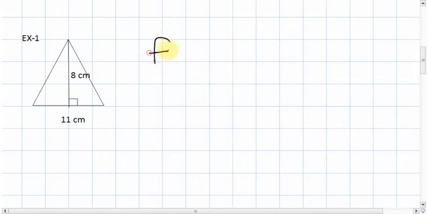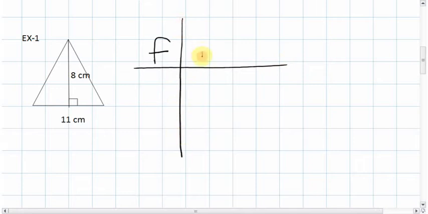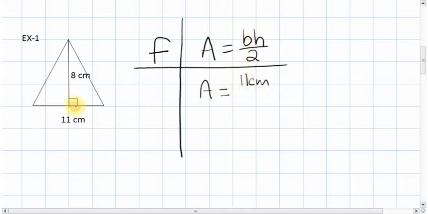Again, formula work answer, FWA on the side. So the formula that we're using now is area equals base times height divided by 2. Plug in your numbers. Area we don't know. The base is 11 centimeters. There's the 11 centimeters. The height is 8 centimeters. We'll put 8 in there. Divide that by 2. This is the work section now.